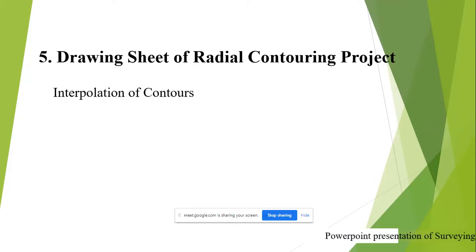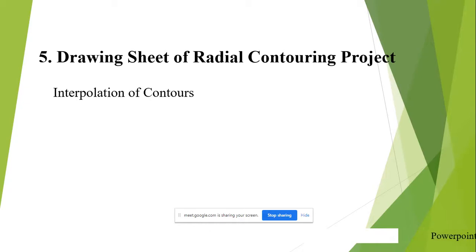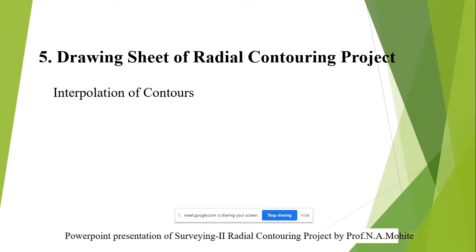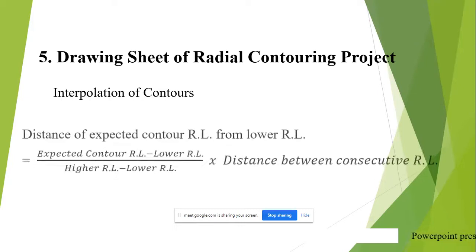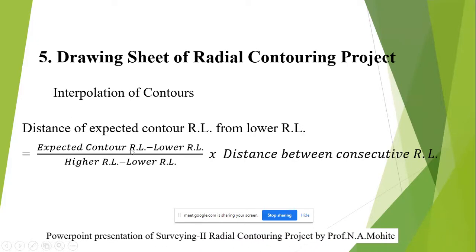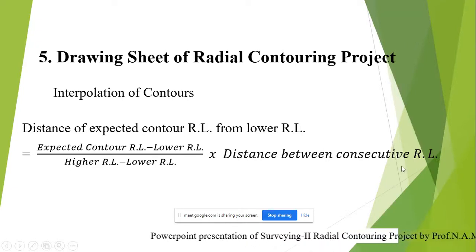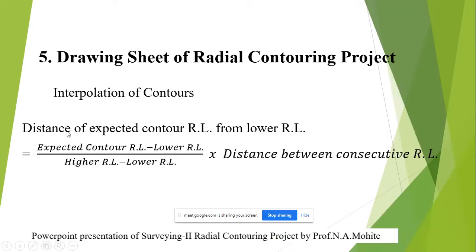After writing down those RLs, I am interested in knowing the actual nature of that ground. Directly we cannot go for the plotting of the ground, so for that purpose, we are supposed to do the interpolation of the contours. We are going to make use of this formula: distance of expected contour RL from lower RL is equal to expected contour RL minus lower RL, divided by higher RL minus lower RL, into distance between consecutive RLs. What is the actual meaning of this?